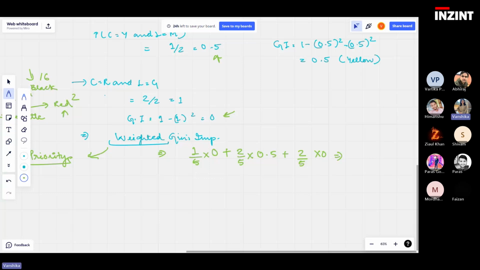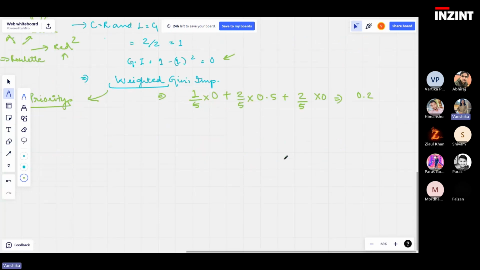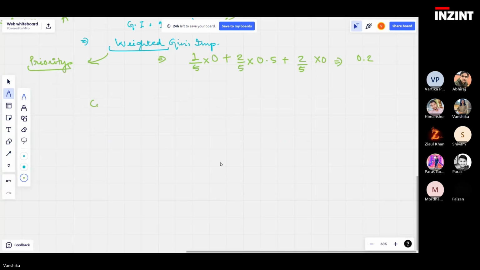Okay, the answer is 0.5. Now this is the whole computation that we did for one feature. What was our feature? It was color. We will do the same for diameter as well. I'm not going to demonstrate it because it will take lots of time and simply bore you guys out. But in the same manner, we will compute the weighted Gini impurity for diameter as well.